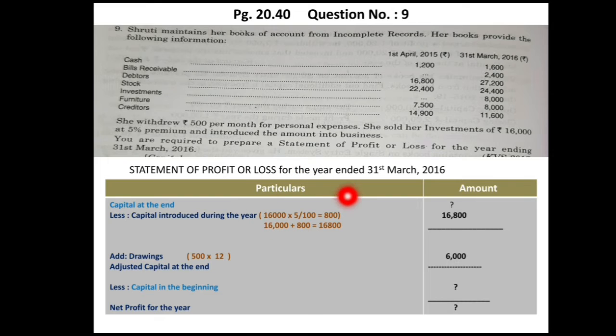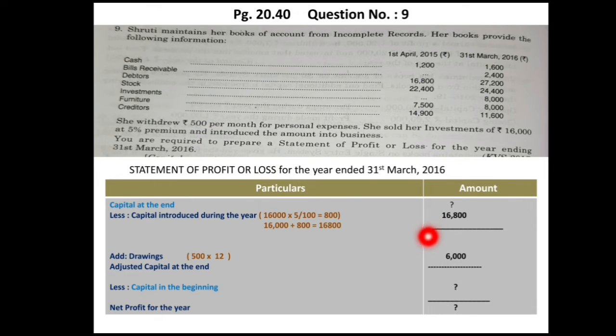Okay, this is the calculation part which we already discussed. 16,000 is the investment amount plus 800 is the premium. Total value of the investment sold is 16,800. This is the amount which she has received after selling the investment. This she introduced as capital, additional capital in the business. That amount you can write in the amount column. Add drawing. This also we discussed that personal expenses of 500 was withdrawn by her. 500 into 12, that will give you 6,000.